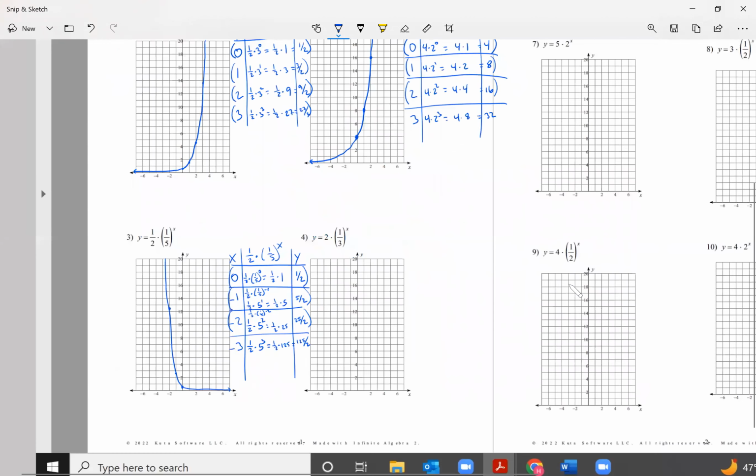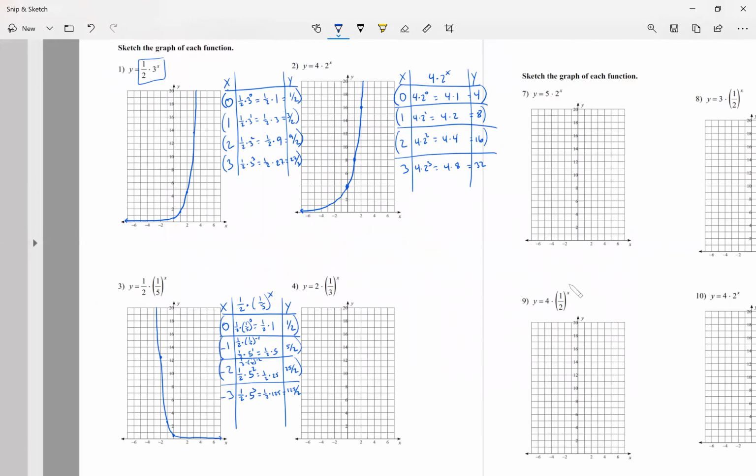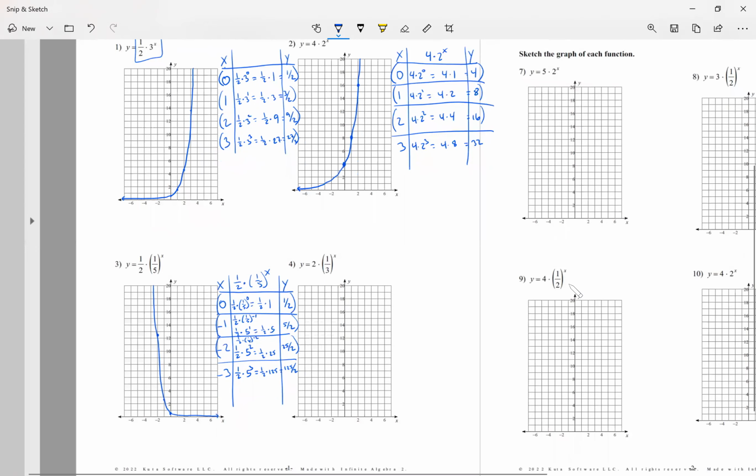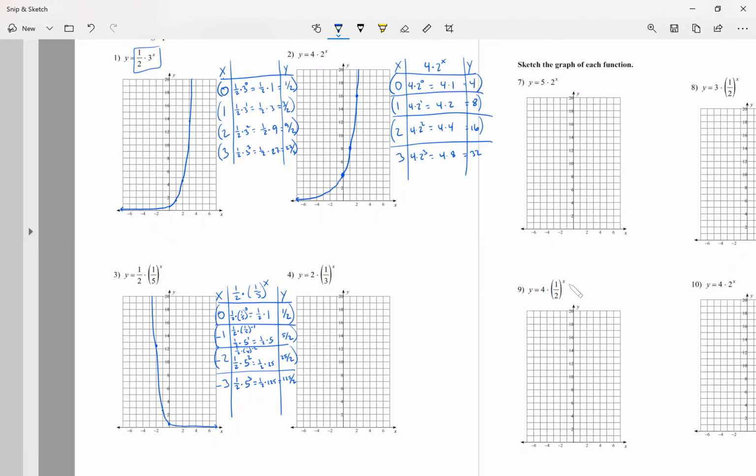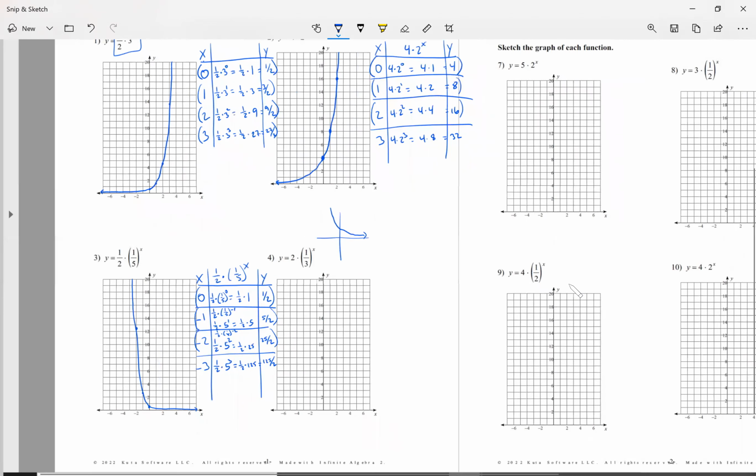Interesting. When the base was more than 1, look at questions 1 and 2, my graph was going up. When my base is a fraction, it looks like my graph is going down. So just on the get-go, question number 4, if I had to graph this, I'm expecting something like this. I expect it going down because the base is 1/3, right? It's less than 1. Let's see if that's actually what we get.